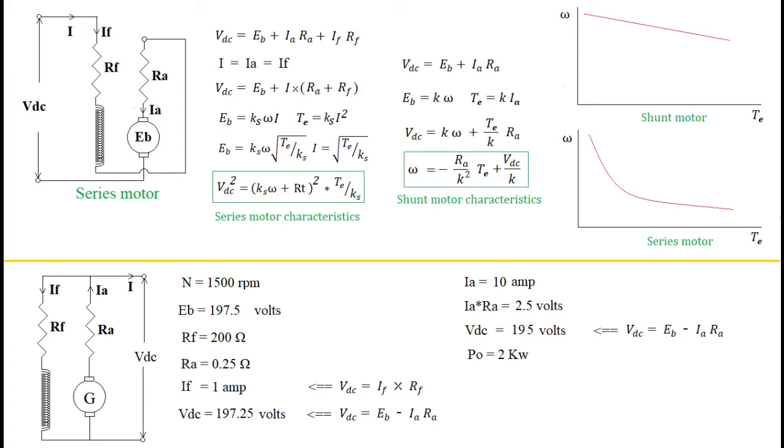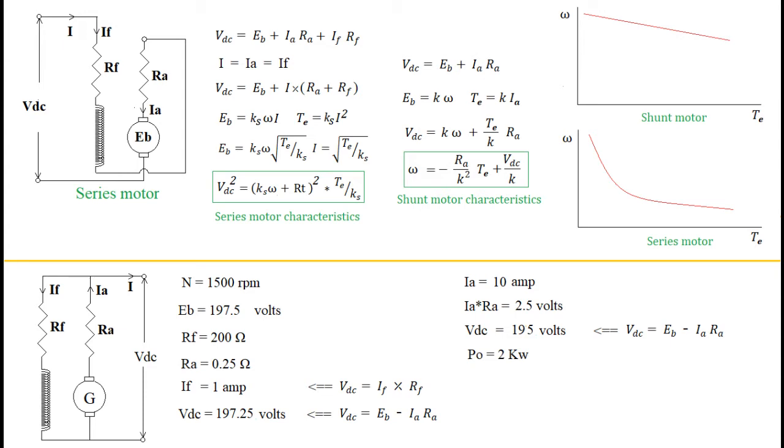Difference in series and shunt motor must be understood in terms of torque speed characteristics of both motors. Let us start with the shunt motor. The motor's basic equation is written in the third column. We will replace the values of EB and IA in this equation by using two equations written below it.